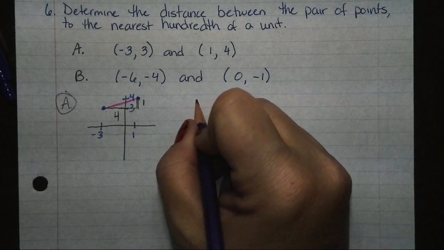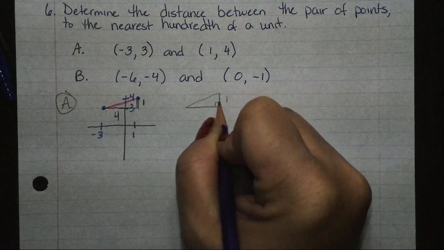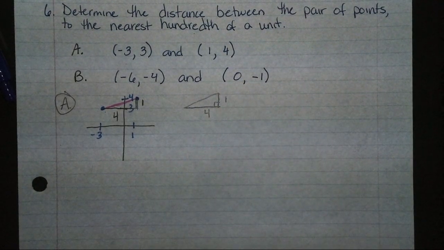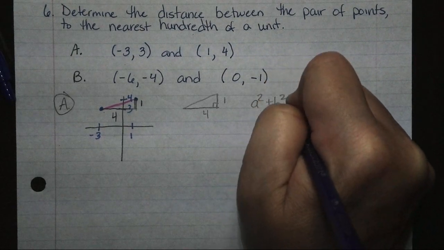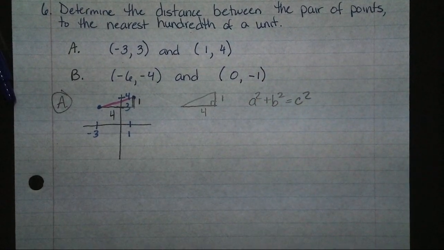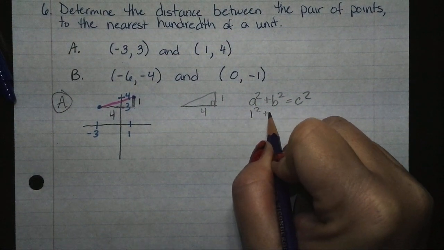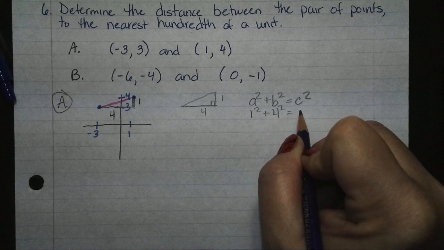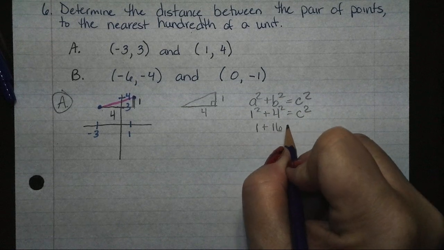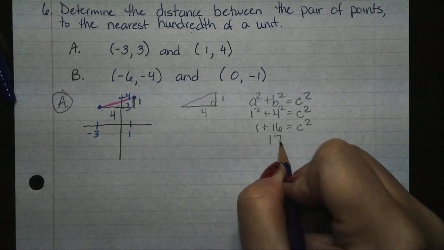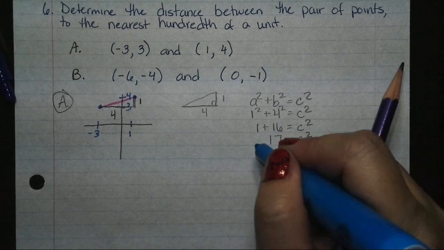So we really just have a triangle that looks like this, with leg lengths 1 and 4. So then we just set up the Pythagorean theorem. So a squared plus b squared is equal to c squared. And so for a, we have 1. For b, we have 4. And we're just working it out. So 1 squared is 1. 4 squared is 16. 16 plus 1 is 17. And then we just need to find the square root.